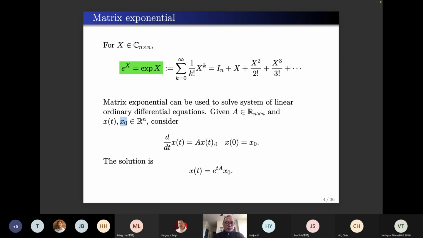Well, what is the solution? The solution is well known. Here is the solution. So x of t is the exponential of tA times x_0. Remember this guy is an n by n matrix, and x_0 is a column vector of length n. So as you multiply them together, everybody is in R^n. So this one is in R^n, this one is also in R^n. You can replace R^n by C^n or R^{n×n} by C^{n×n}. It makes no difference.